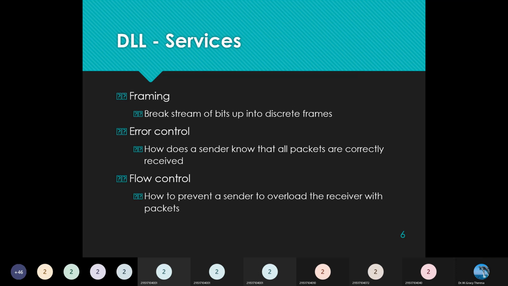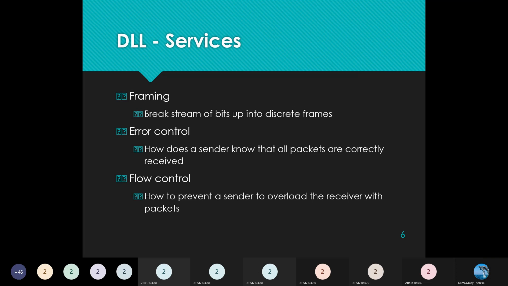Talking about framing: the data link layer takes the packet from the network layer and encapsulates it into frames. That is how the frame comes in the data link layer. On top of the data link layer is the network layer, so it gets the packet from the network layer, and before sending that packet to the physical layer, it will encapsulate the packet into a frame.